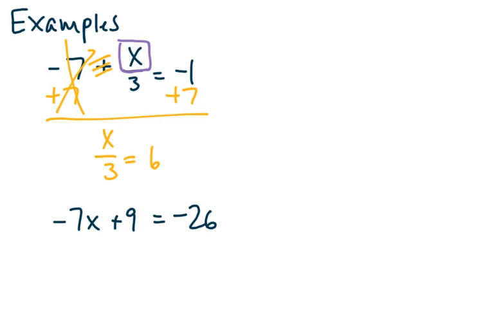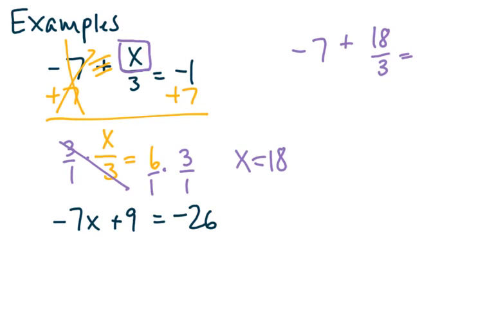So now I'm at x divided by 3. The opposite of division is multiplication. So I'm going to go ahead and multiply by 3 over 1. There's my partner of 1. So x equals 18. And if I wanted to check that, I could type this into my calculator and see if that's true or not. It would literally say true or false.